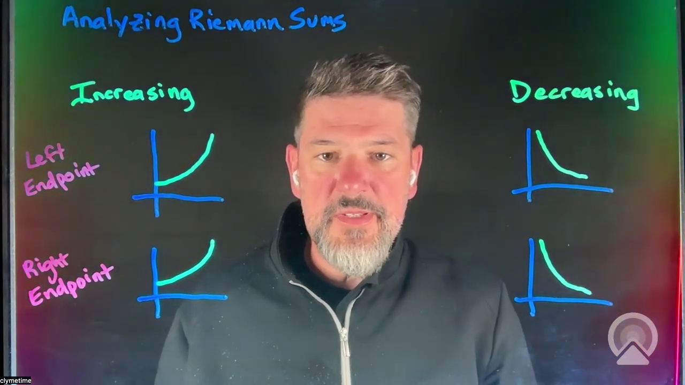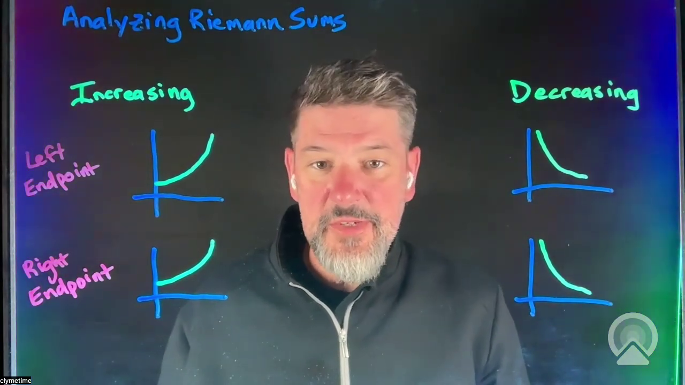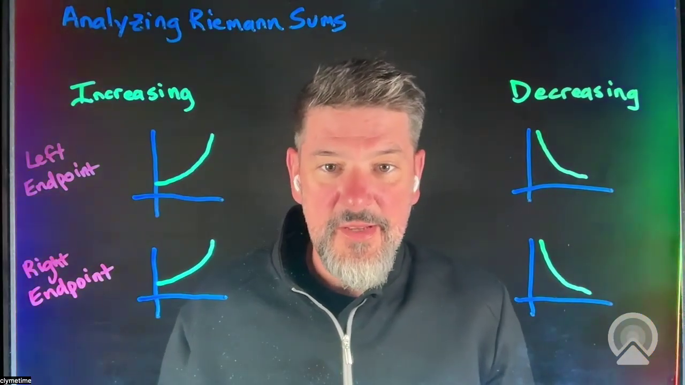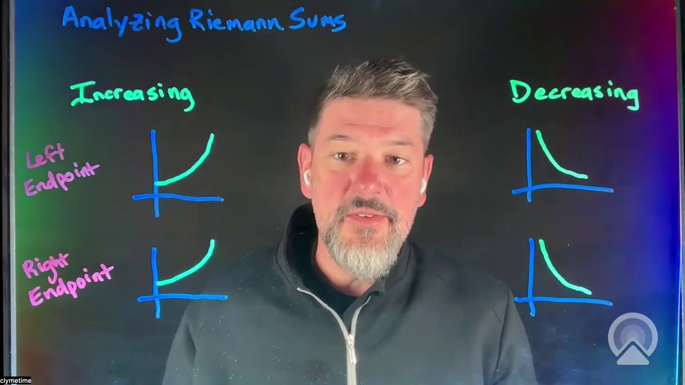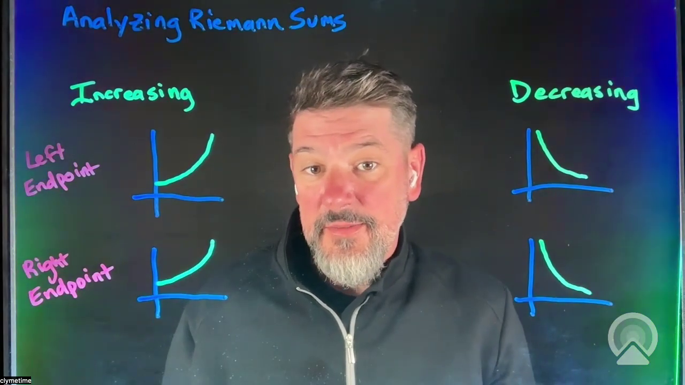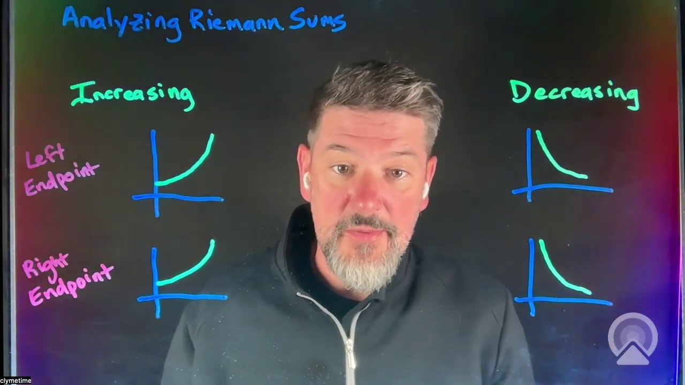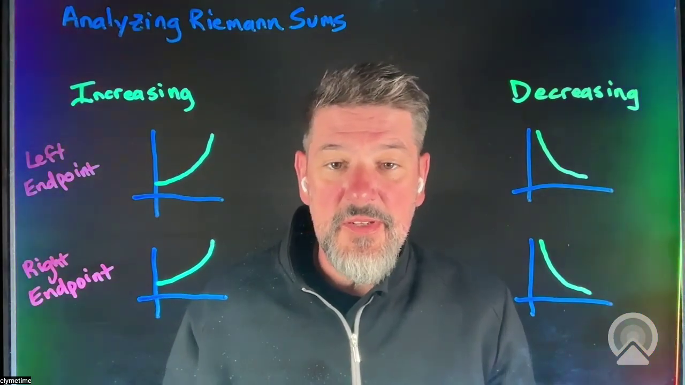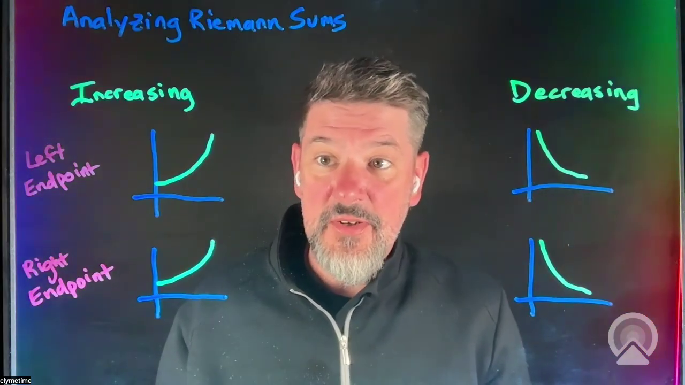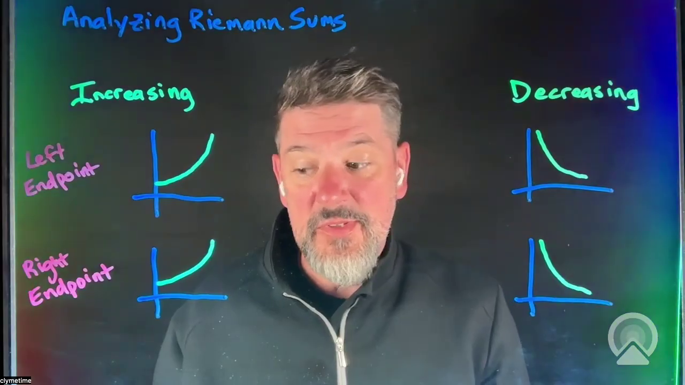So we have learned that a Riemann sum is a collection of geometric shapes, often rectangles, whose area, when added together, approximates the area underneath the curve. So when is this area too big and when is this area too small? This is climb time, and in this video, we're going to analyze Riemann sums and answer that question. When is the area too big and when is the area too small?